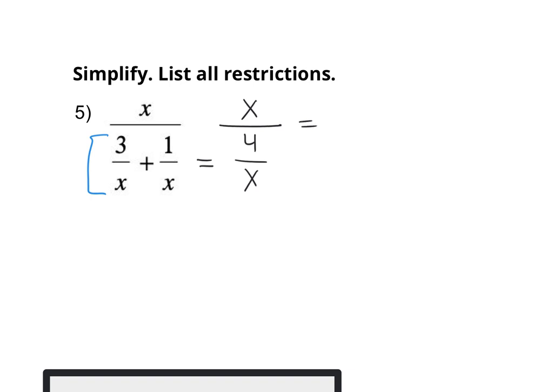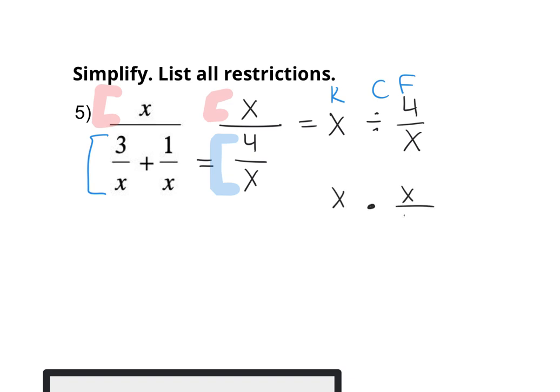Now we can rewrite it in division, okay? Remember, x is my numerator, 4 over x is my denominator. So I write it, x divided by 4 over x. Keep, change, flip. Keep the first, change to multiplication, flip the last. There's really a 1 underneath this x, so when I multiply, we get x squared over 4. I can't simplify that any.